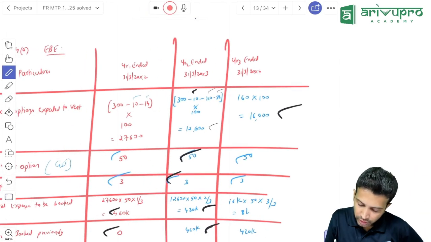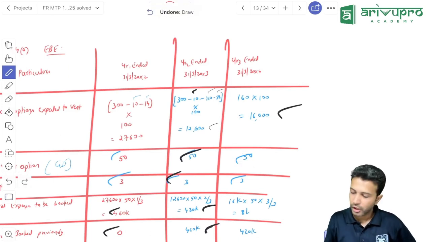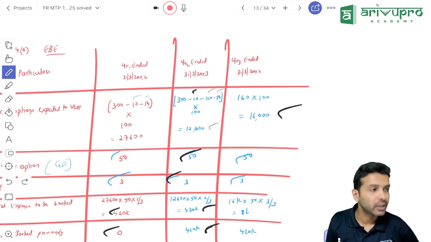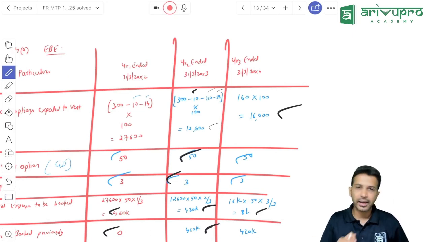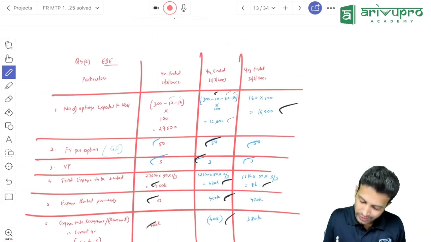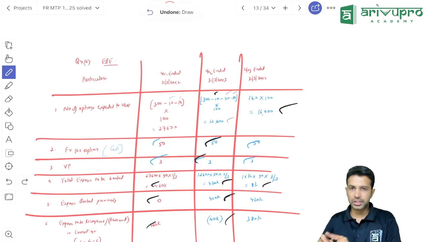So what is the fair value, the loss on one option? 50. On one share it is 50, which means on 16,000 it will be 16,000 into 50. If you do that, you will get totally 8 lakh, right? Since we are in the third year, the entire loss should have been recognized by the end of the third year, which is 8 lakh. So by the end of the third year, totally you should have recognized 8 lakh.